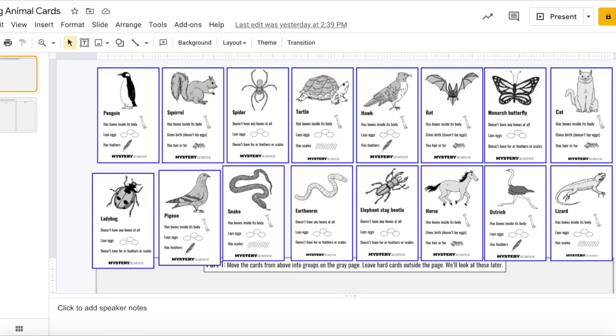Hi kiddos! In today's video, the learning target is I can sort animals by their characteristics, by important things about each animal. So here's your assignment for today.